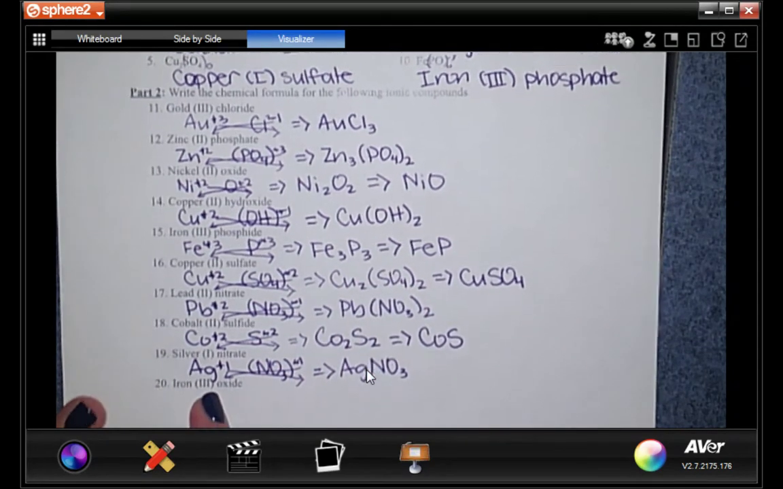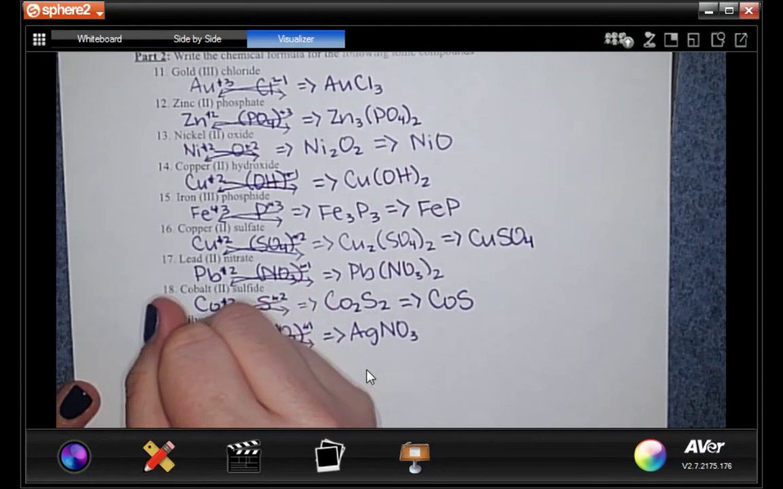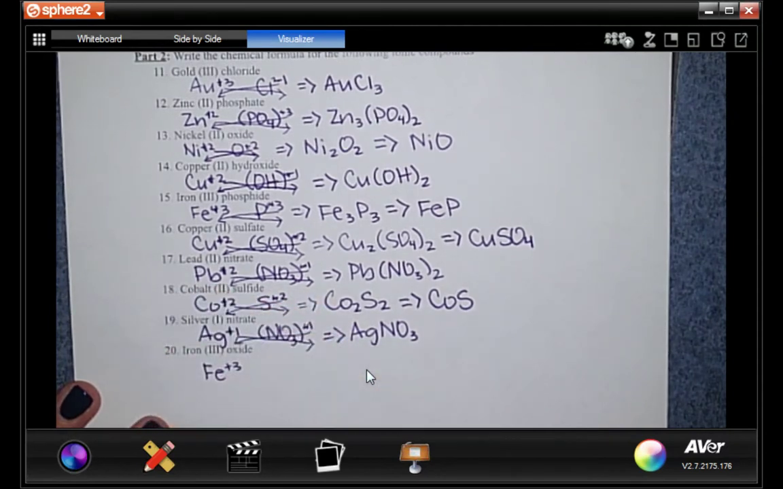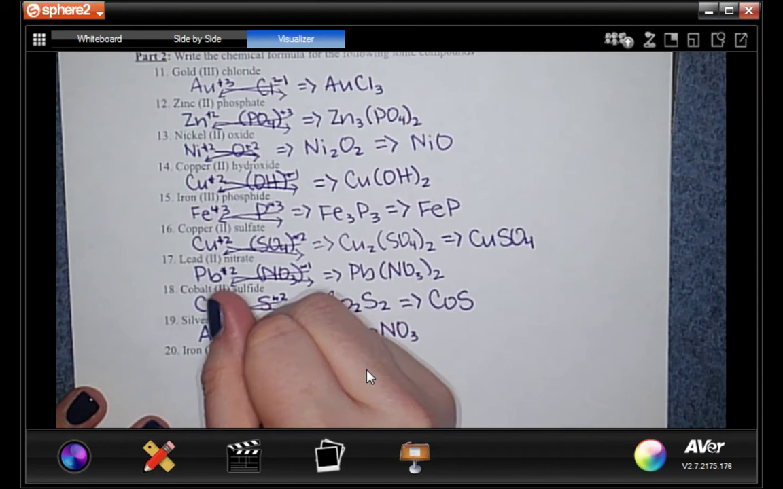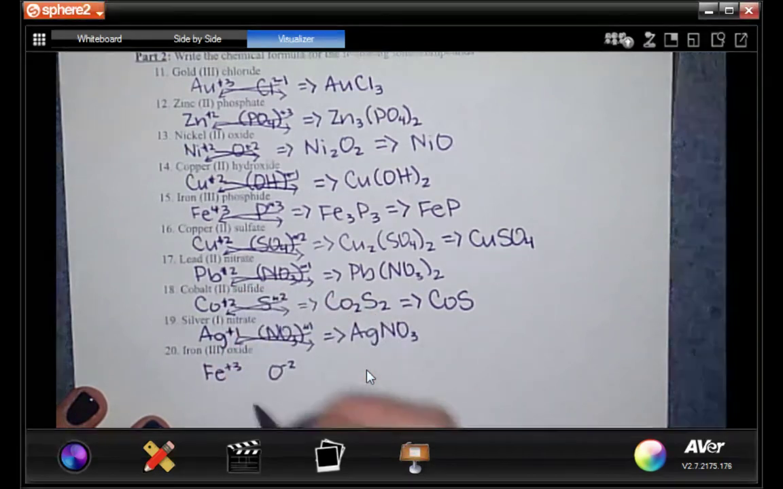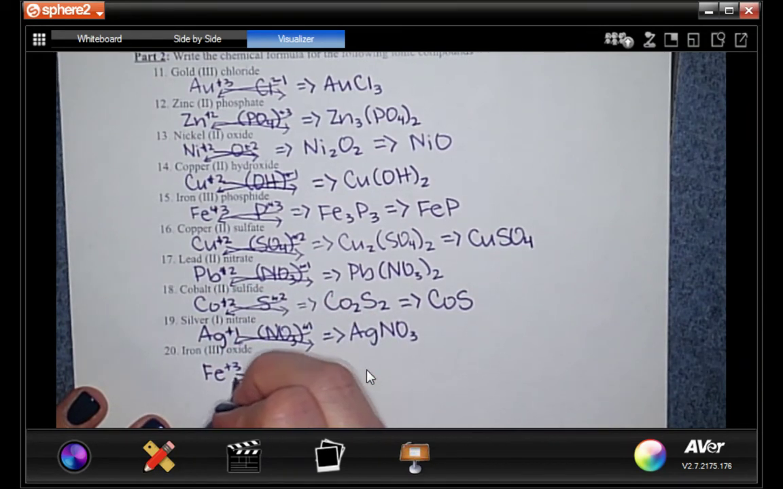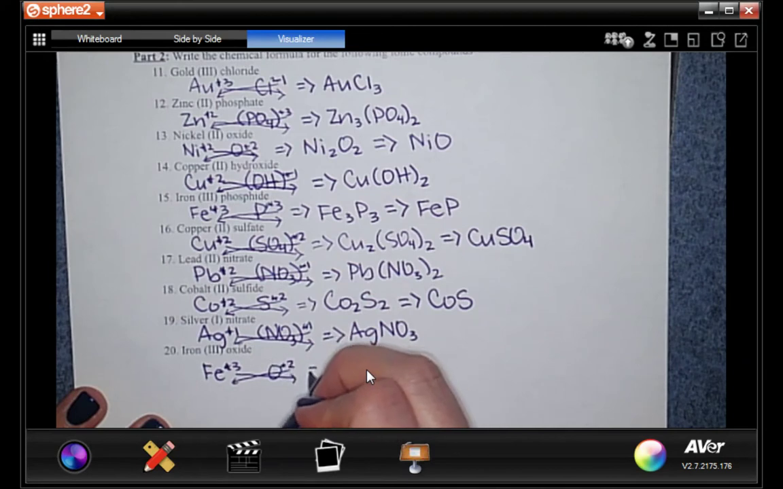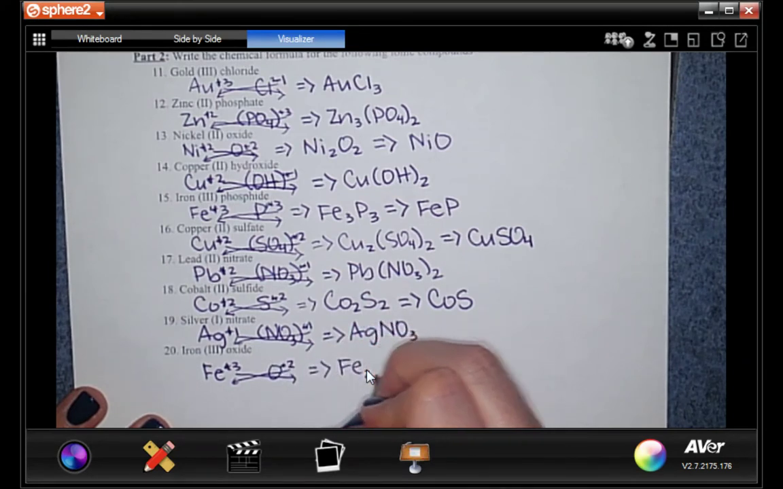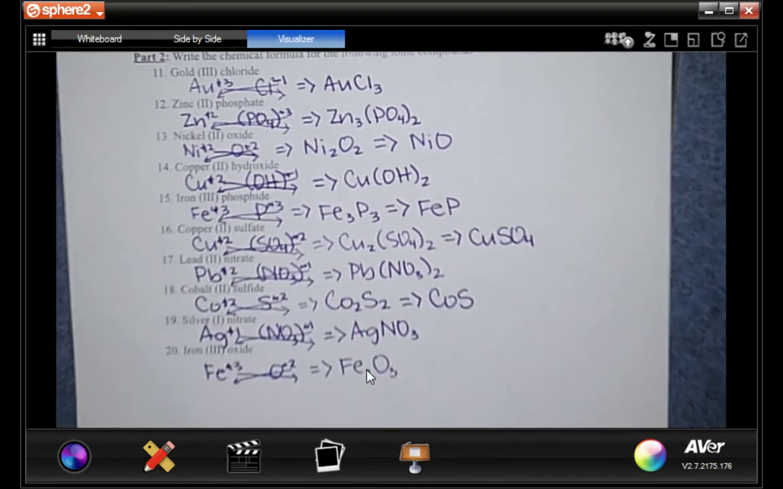Last but not least is iron 3 oxide. So the iron in this instance will have a +3 charge. Oxygen always has a -2 because it's in group 16. So we're going to go ahead and crisscross, get rid of our charges, and our answer should look like that.